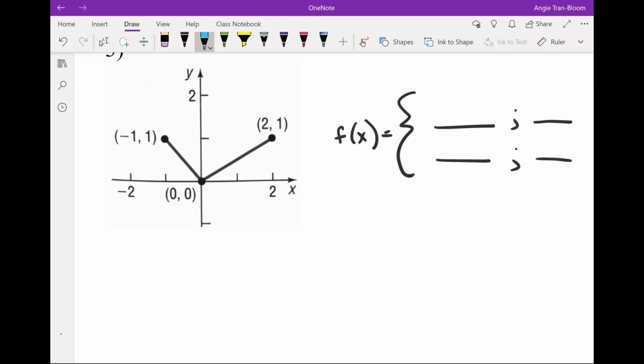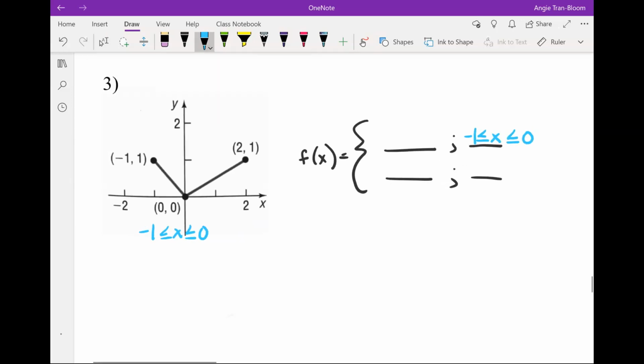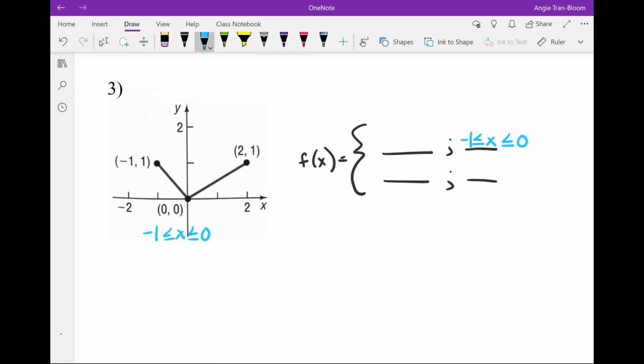Team Brian. Brian, can you tell me the domain of segment number 1, which is the left segment? It goes -1 is less than or equal to x, which is less than or equal to 0. Did you guys agree with Brian's team? Yes. I'm going to write right there: -1 is less than or equal to x, which is less than or equal to 0. Perfect, Brian. Nice job.